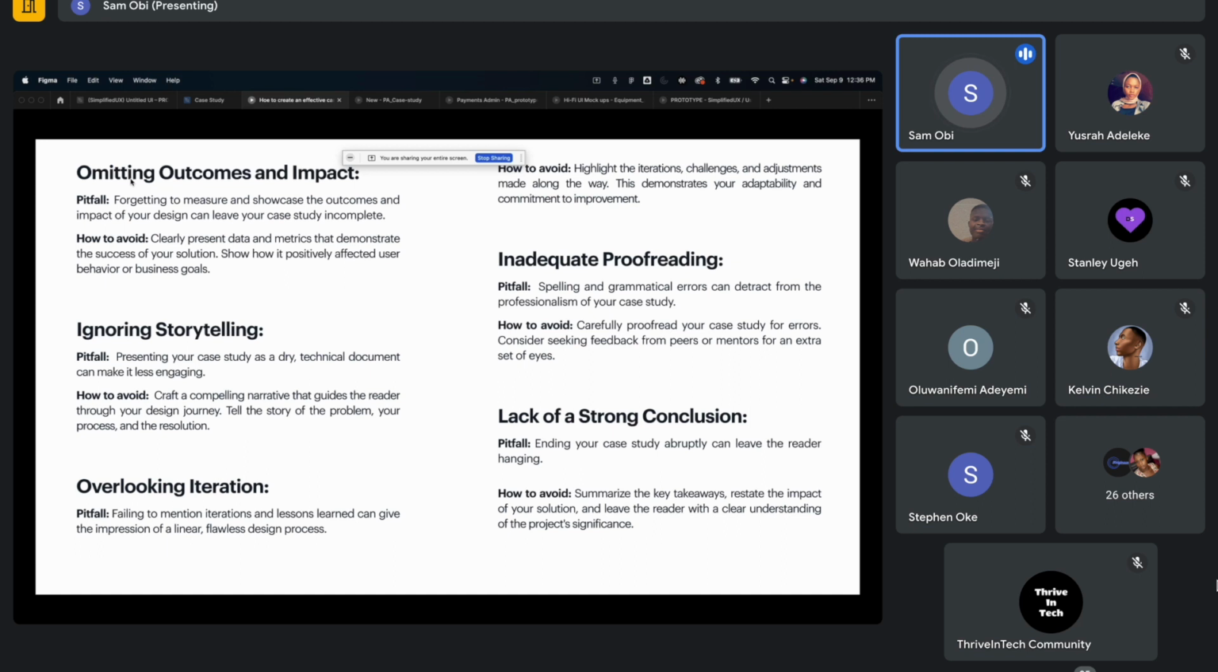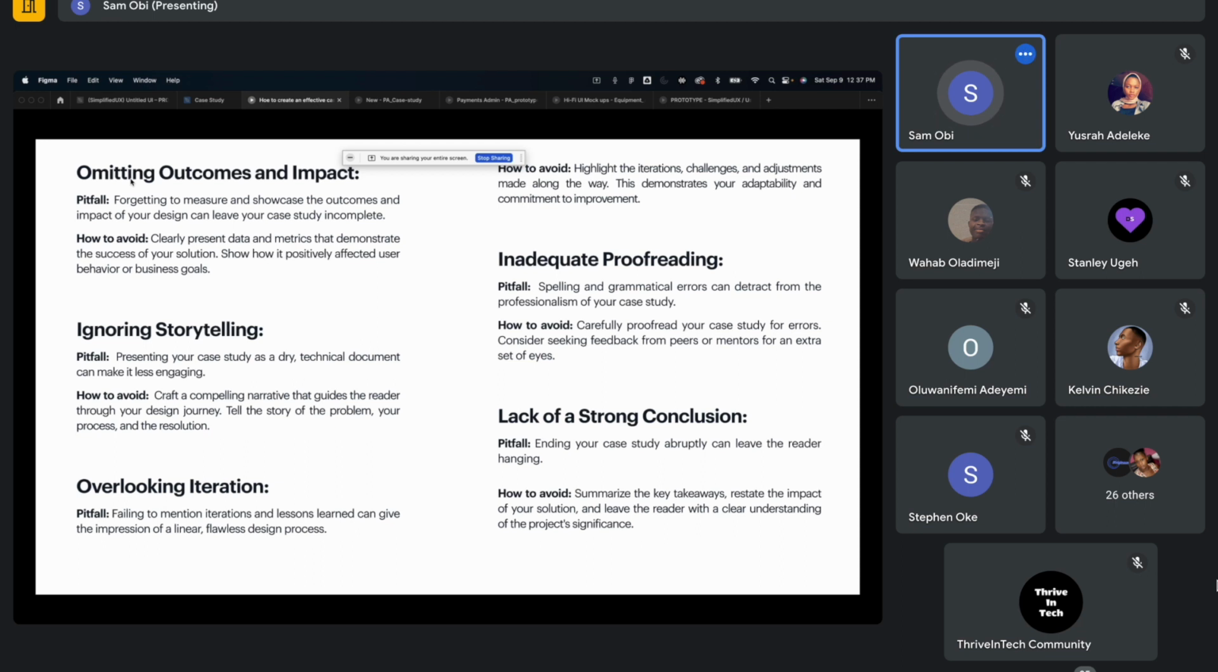We have a few more. We have omitting outcomes and impacts, which we have talked about, because your outcomes and impacts are very important within your case study. How to solve that is clearly presenting data and metrics that demonstrate the success of your solution. Show how it positively affected your user behavior or your business goals. Ignoring storytelling. You have to be a storyteller one way or the other.